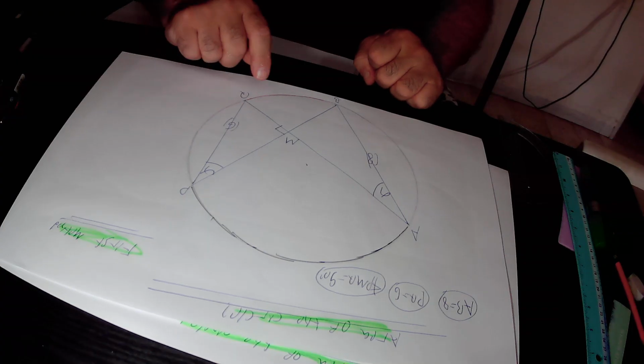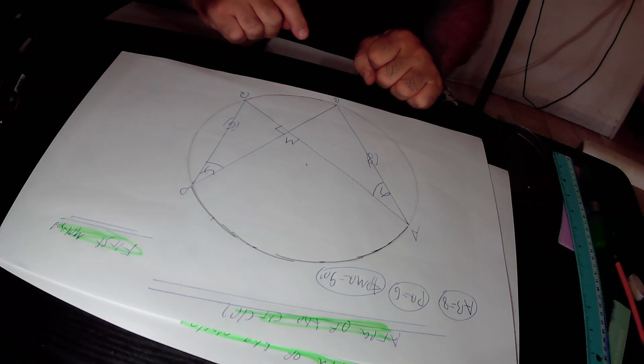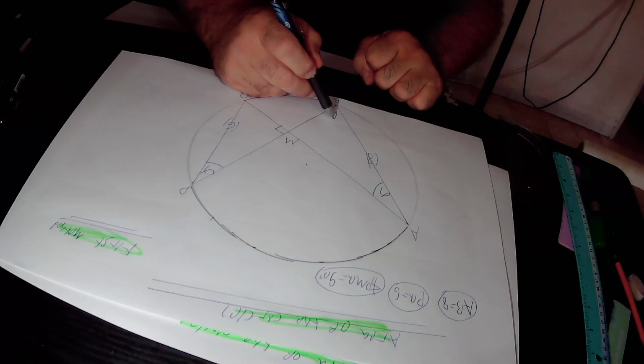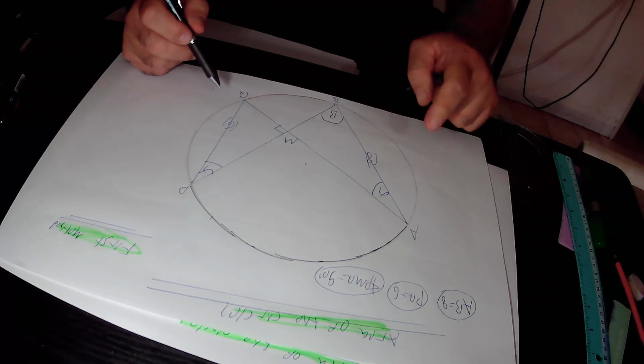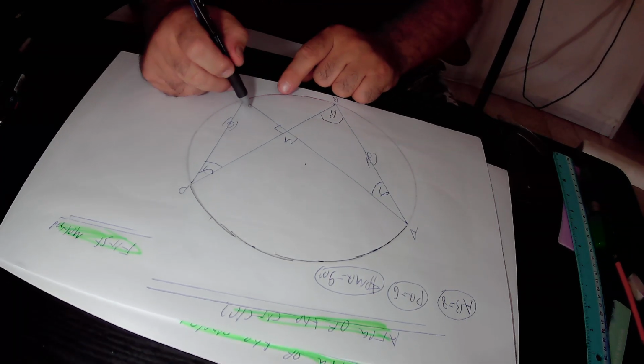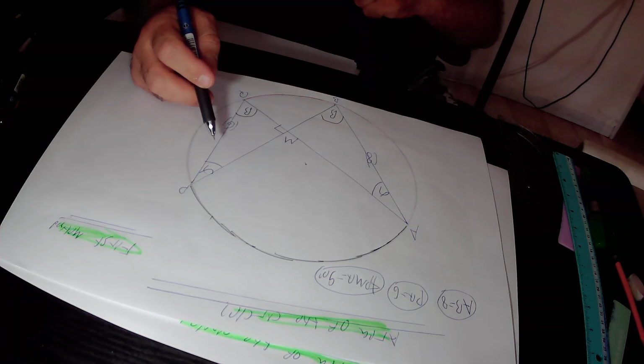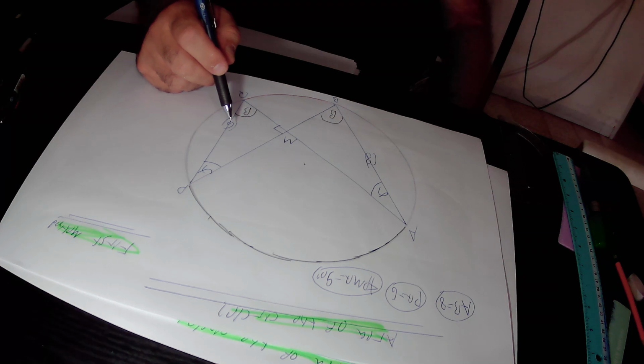So if we define the size of this peripheral angle ABP as beta, then the size of this peripheral angle AQP must also be equal to beta, because they both subtend the same arc AP. Therefore they are equal to each other according to rule 29.